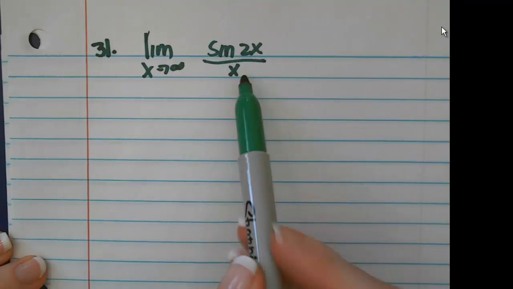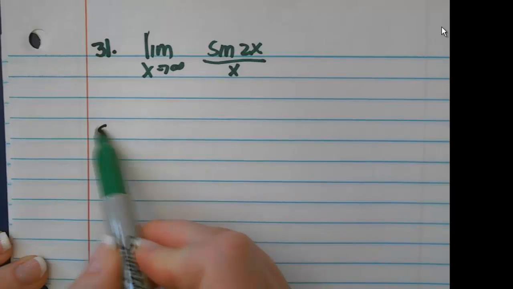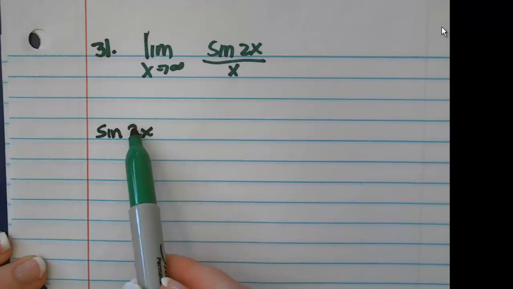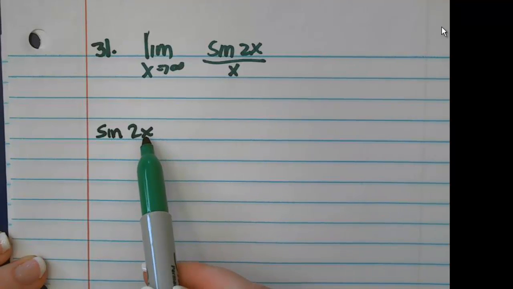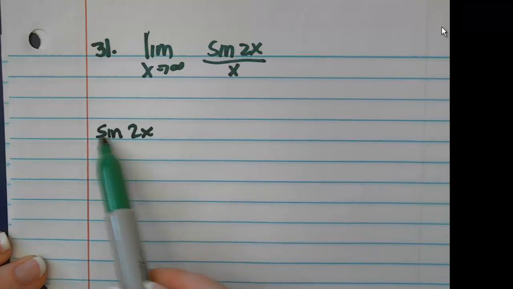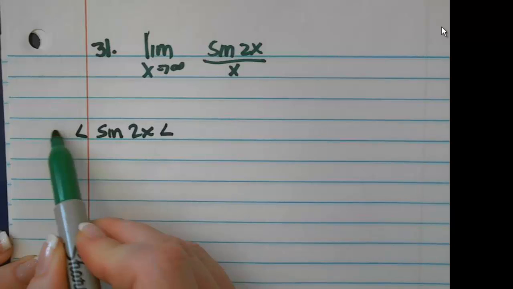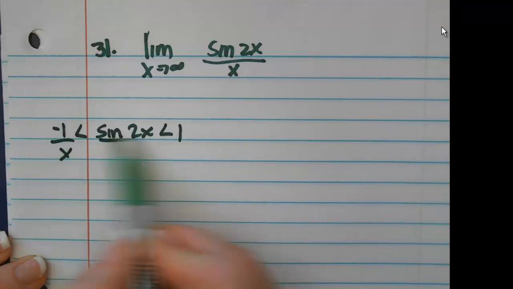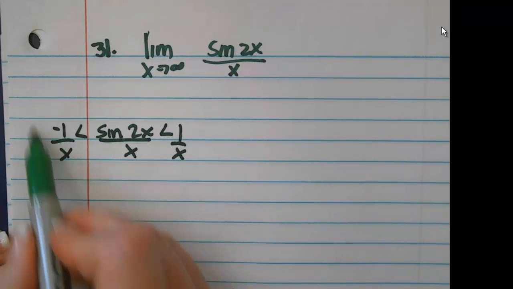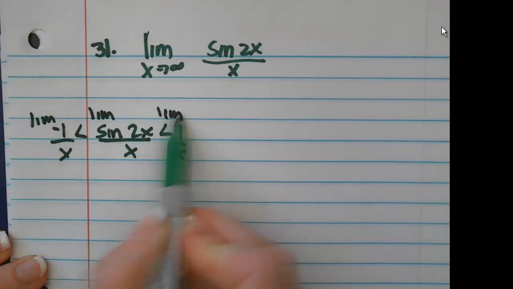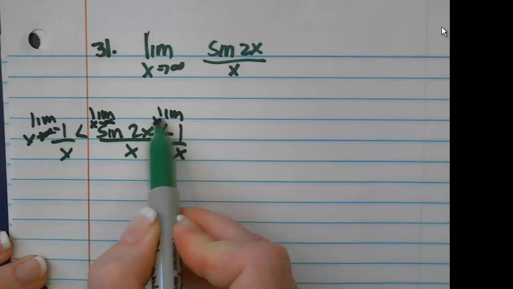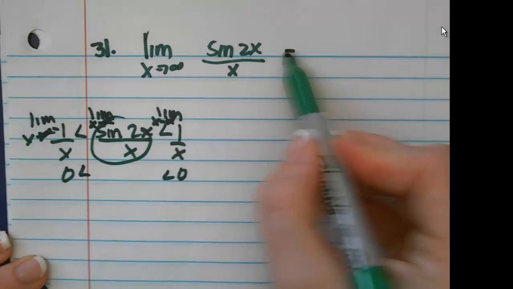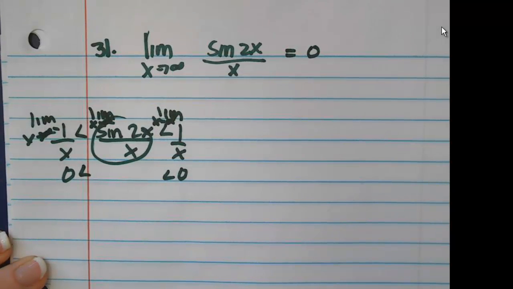If I do the squeeze theorem on this, the sine of 2x. Well, if x is pi over 2, then this would just be pi. If x is pi over 6, then this would be pi over 3. In other words, the sine of 2x would still have a range between negative 1 and 1. If I divide everything by x, then when I take their individual limits as x approaches infinity, the same thing holds true. This limit is squeezed or sandwiched in between 0, so that's why the answer is 0.